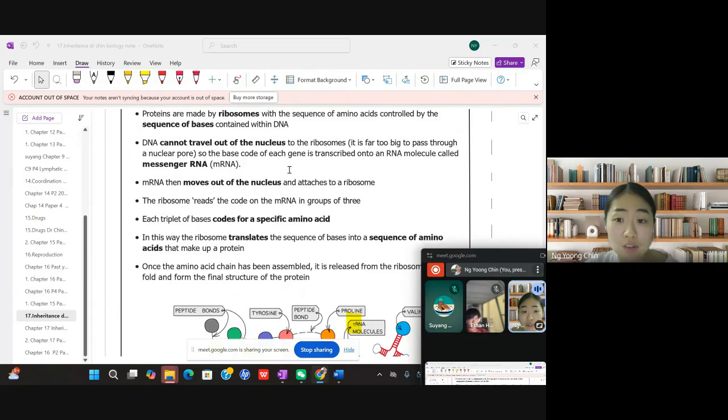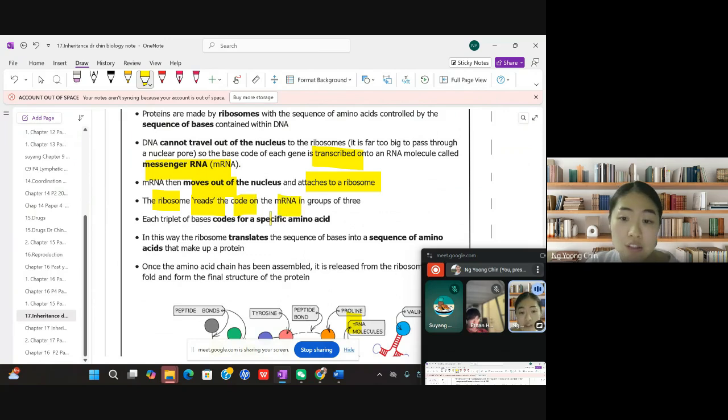So because of transcribed, okay, is this word, transcribed. This is a keyword you should write in the answer. So it's called messenger RNA. So mRNA can move out of the nucleus and then bind to the ribosome. The ribosome helps to read the codes, which is the codon. They have to read the codons on the mRNA.